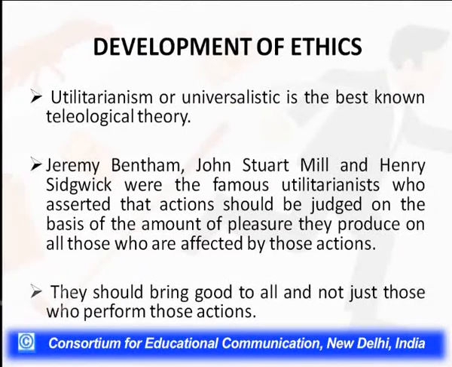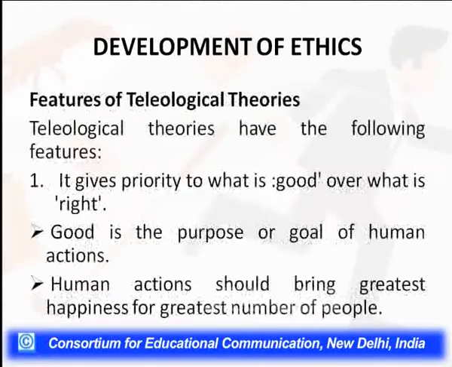The teleological theories provide different views on what is good. According to egoistic theories, good is the good of the person who is acting. According to universalist theories, good is the good of all those who are affected by an action. Now coming on to utilitarianism. Utilitarianism, or universalism, is the best known teleological theory. Jeremy Bentham, John Stuart Mill and Henry Sidgwick were the famous utilitarians who asserted that actions should be judged on the basis of the amount of pleasure they produce for all those who are affected by those actions. They should bring good to all and not just to those who perform those actions.